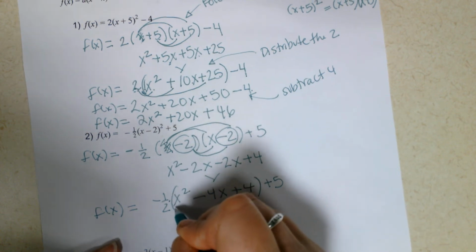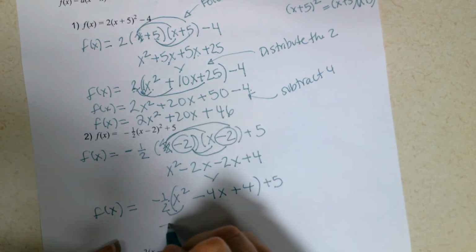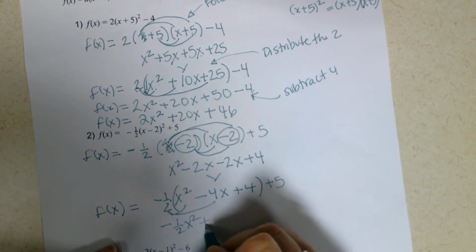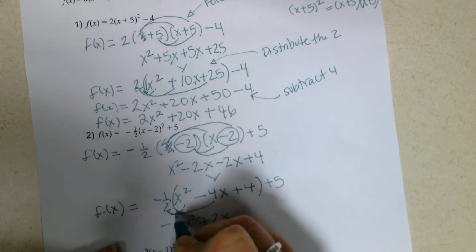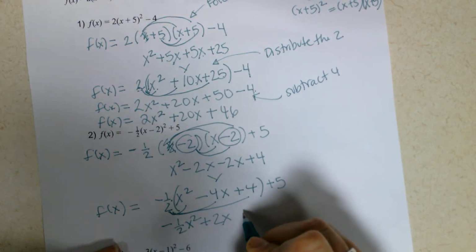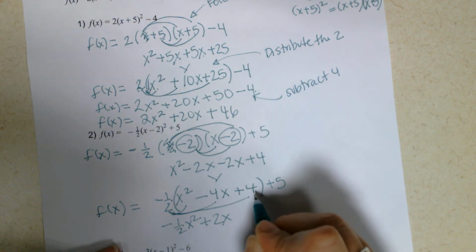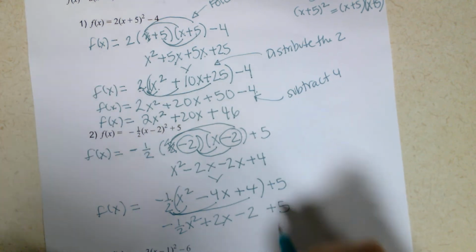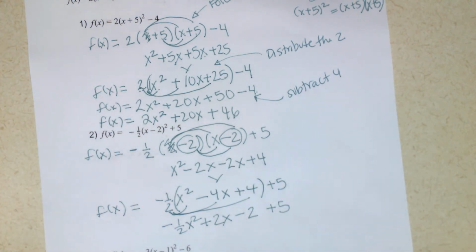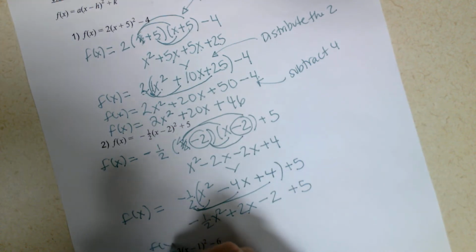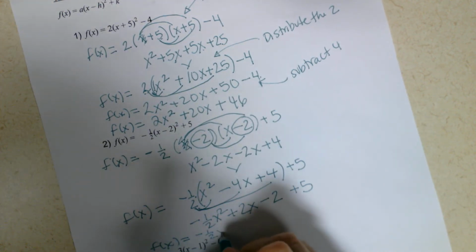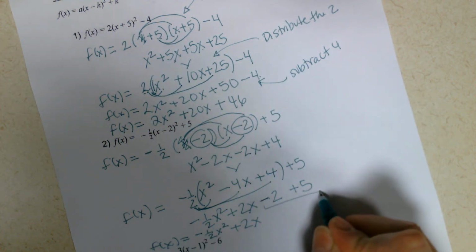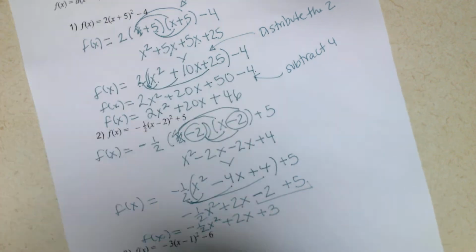Now let's distribute. Negative 1/2 times x squared, negative 1/2 x squared. Negative 1/2 times negative 4, positive 2x. And negative 1/2 times positive 4 is going to be a negative 2. Now we can bring down my plus 5, and I'm able to combine it. So our final answer is f of x equals negative 1/2 x squared plus 2x, and then negative 2 plus 5 gives us a positive 3.